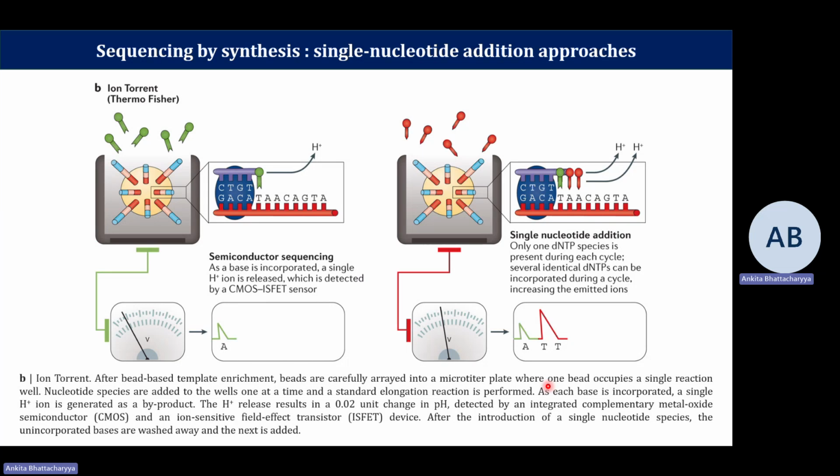And as each base gets incorporated, a single H plus ion is generated as a byproduct. So every time base incorporation occurs, an H plus ion is released, which results in a 0.02 change in pH detected by an integrated complementary metal oxide semiconductor and an ion sensitive field effect transistor, or ISFET device. And after this introduction of a single nucleotide species, you can wash away all of those debris and all of those unbound bases so that that does not skew or bias your results. And then the next is added.